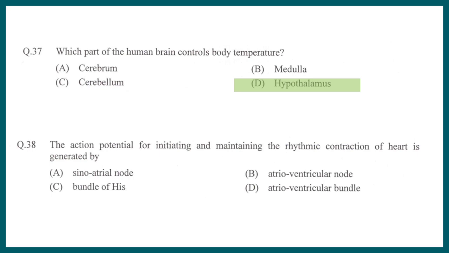Action potential for initiating and maintenance the rhythmic contraction of heart is generated by which of these? So we know that SA node is basically the pacemaker of the heart, right? So this is correct. They can also ask not about cardiac action potential but action potential in the nerve. So all the important topics relevant to this are provided in the I button. There is a physiology playlist. You can click on that and learn about related videos.